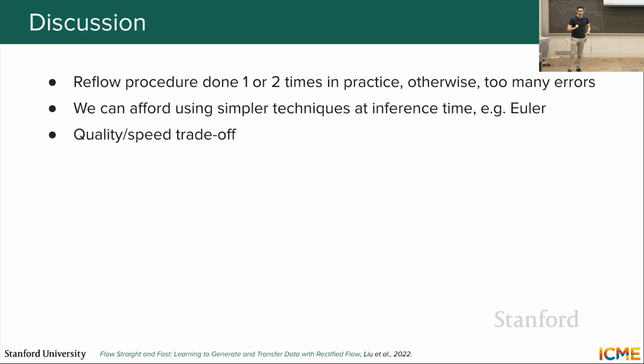And exactly as we discussed, the reflow procedure is one that you wouldn't want to do too many times, but usually one procedure is already great. And the goal is for us to use very simple sampling techniques such as Euler, optimally in just a few steps, finding the right solution. And of course, it isn't a free lunch. It comes at a trade-off. So you're trading off simplicity and potentially lower quality for faster inference time speeds.